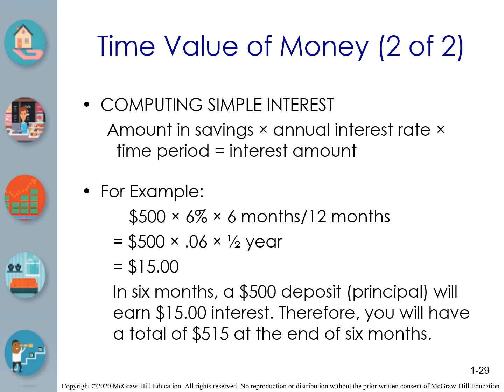Computing simple interest is savings times the annual interest rate times the time period involved. The example they use is $500. We forget about my $100. So $500 times 6% times 6 months out of 12 months, so that's 1/2 a year. 500 times 0.06 times 1/2 is $15. In 6 months, your $500 principal will earn you $15. Therefore, after 6 months, your total will be $515. All right, very straightforward. And when you start compounding, it gets a bit more tricky, but you get the idea. That's the main takeaway from this.